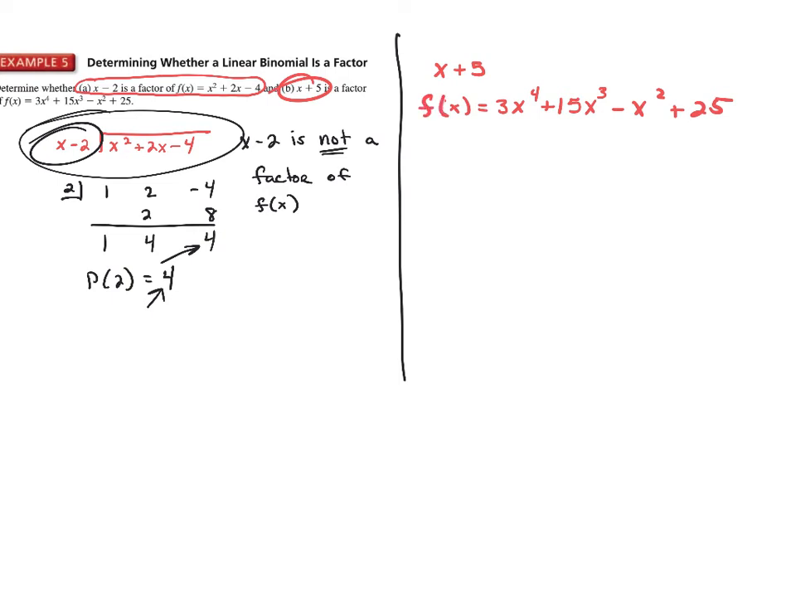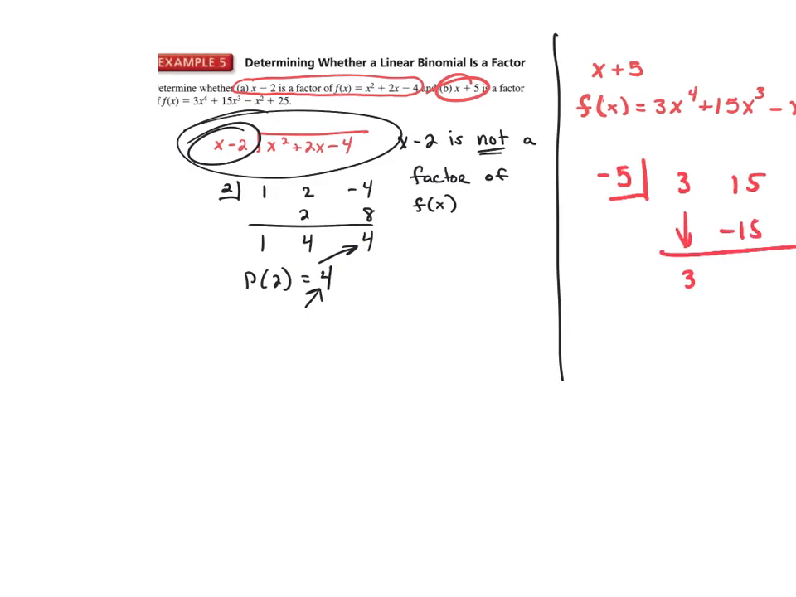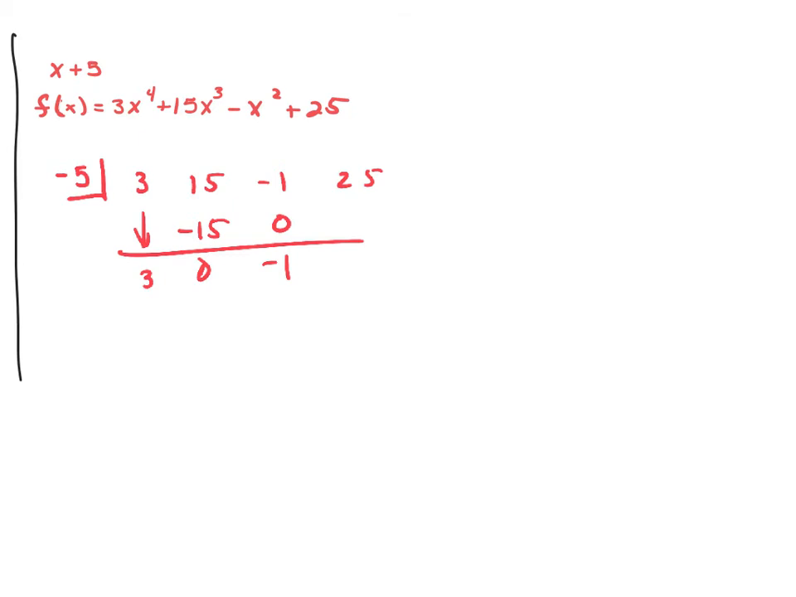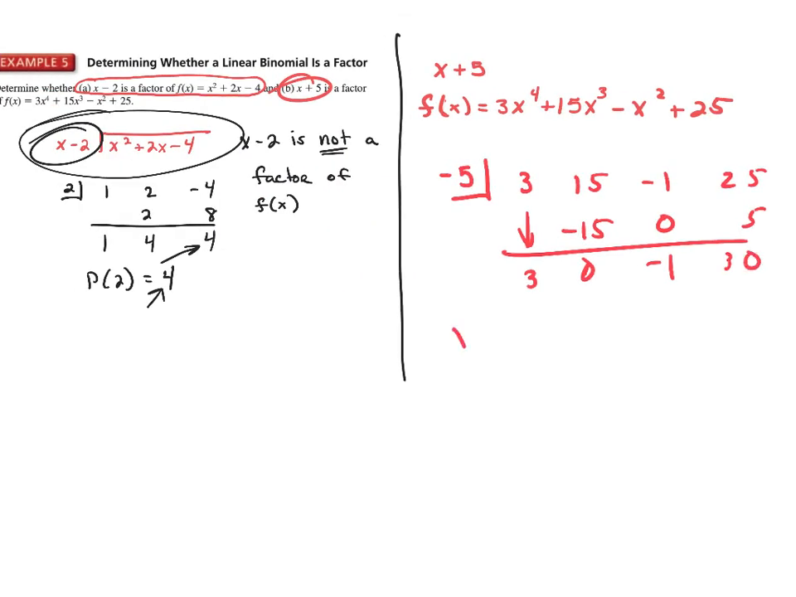All right, so I just want to see if x plus 5 is a factor. So all you do is put negative 5 in the box to check to see if it's a remainder of 0 or not. Nope. It's not a factor. There's all sorts of stuff we now know. P of negative 5 is equal to 30. All right, and that's all you got to do.